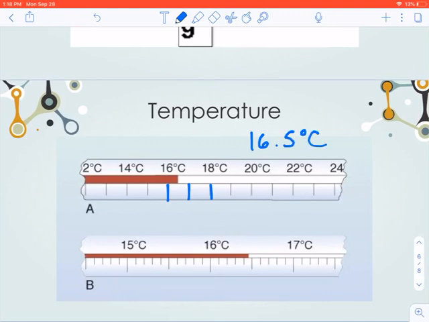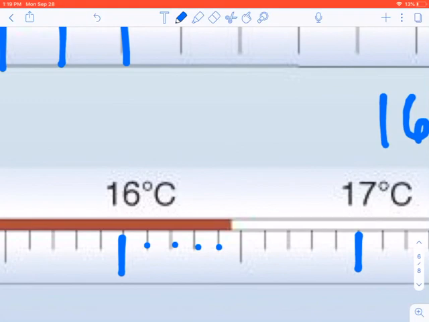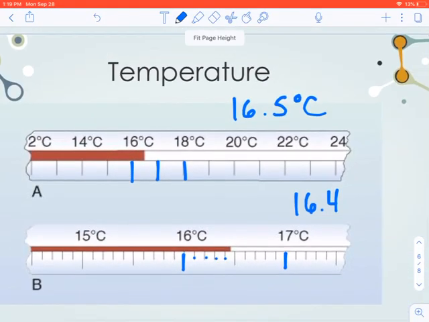And then this one down here, notice that this is 16, that's 17, and then each of these lines represents a tenth, so that means you want to go to the nearest hundredth. So looking here, we can see 16.1, 2, 3, 4. So we can reliably see that it's at least 16.4. And then we want to estimate. I know you can't zoom in on your papers, but that looks like about 0.06, so 16.46 degrees Celsius.